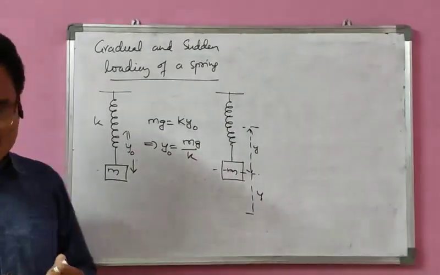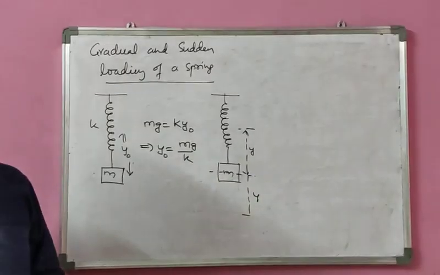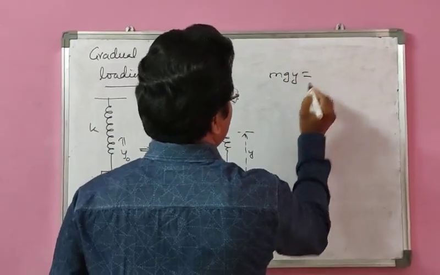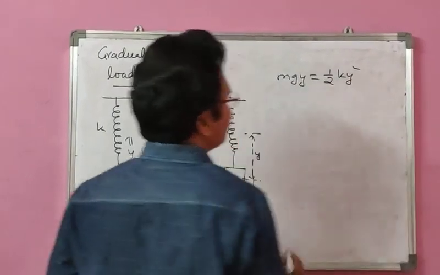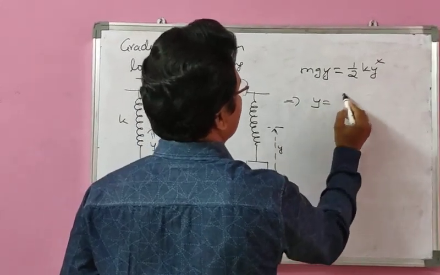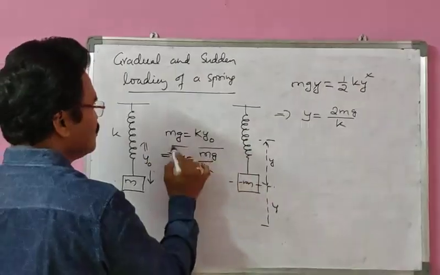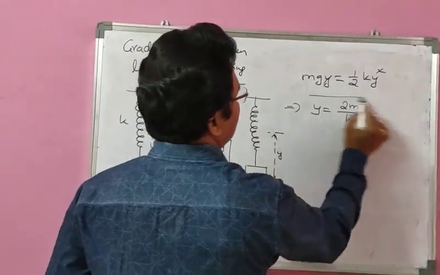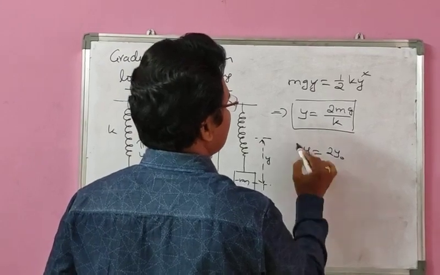Therefore, we are going to write the work done, that is, the potential energy and kinetic energy. The potential energy is mgy, and the work done by the spring is half ky square. If you cancel y, we get y equal to 2mg by k. If you compare these two, mg by k and 2mg by k, we get y equal to 2y naught.